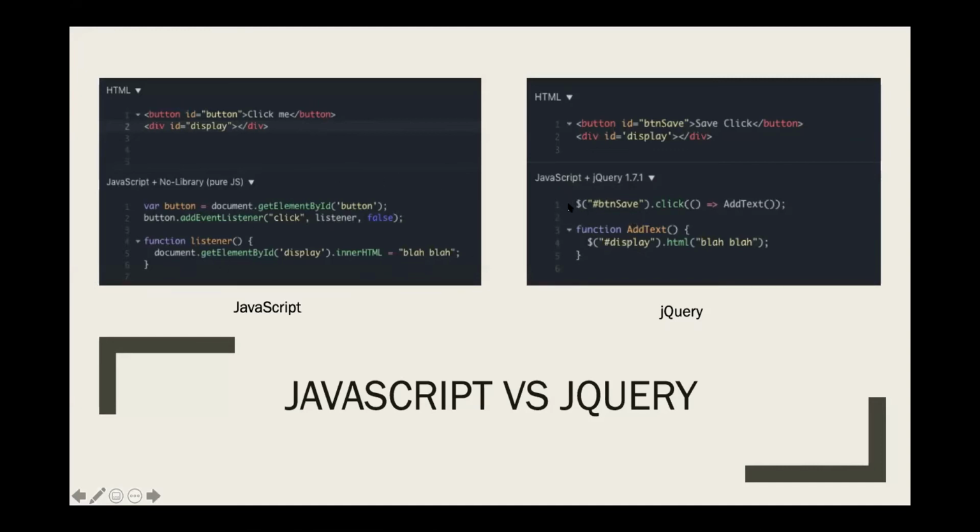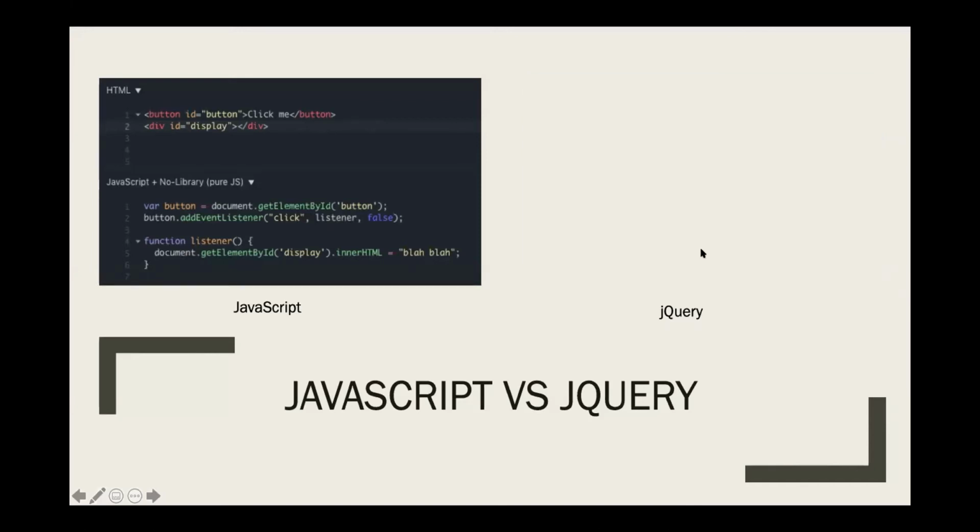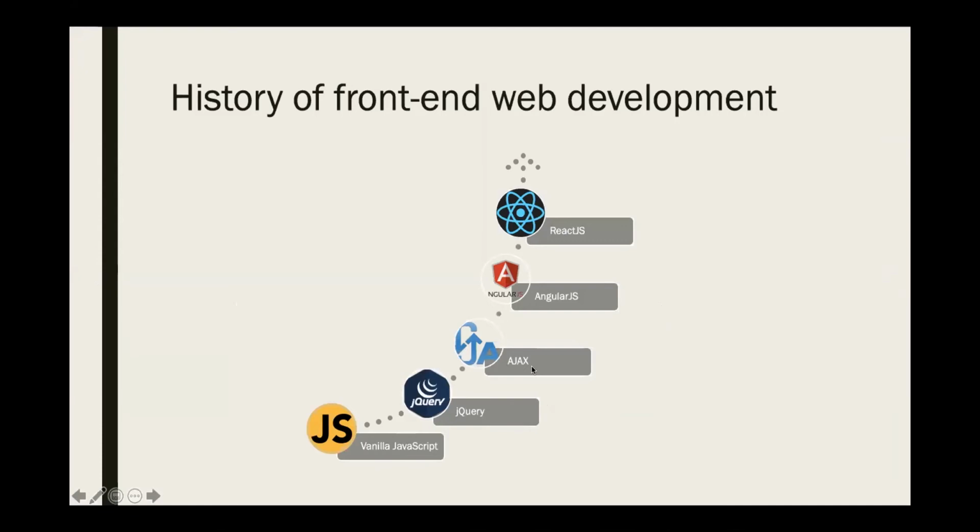It came up with the introduction of a symbol called dollar. Dollar helps you access a particular element. You don't need to do the entire huge syntax, and you can chain events. So all you need to do is add dot click, and that's it. Your text is changed. So this has completely changed the way we used to write code.